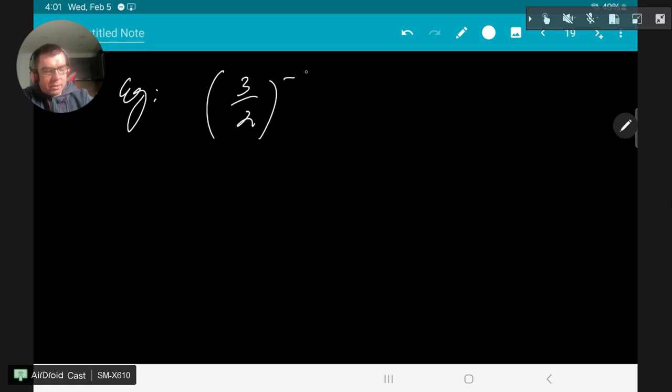Okay, and this is how I show this property. So for instance, if I have 3 halves to the power of minus 4, this is the same as 2/3 to the power of 4. This is a very useful property here.